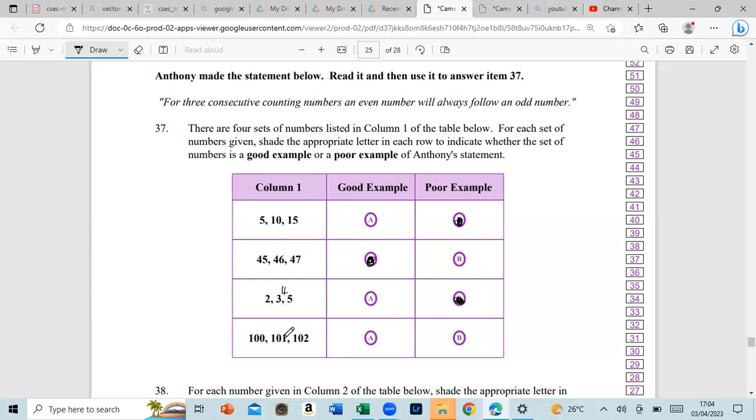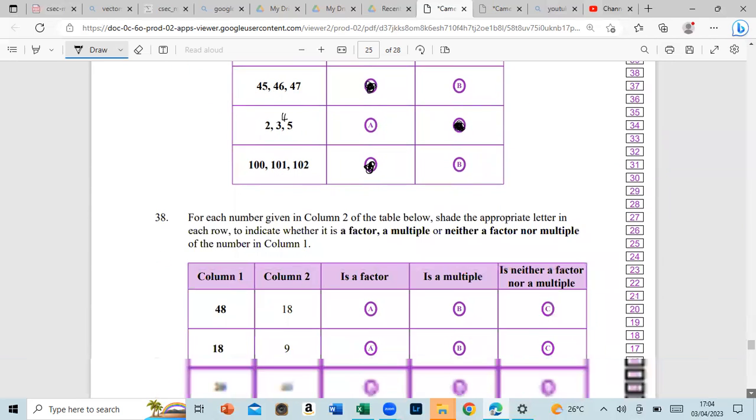All right, look carefully, guys. And then you have 101. I'm going to go with a good example. So for this, that would be our answer. Once you get the concept, guys, that's fine.